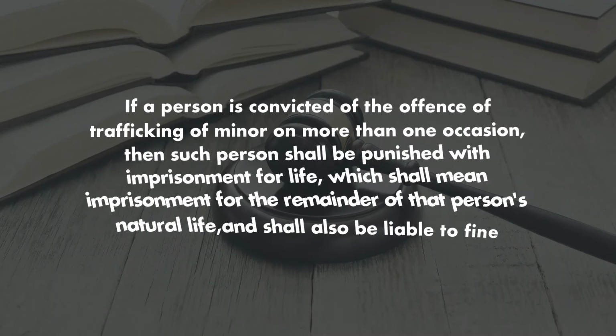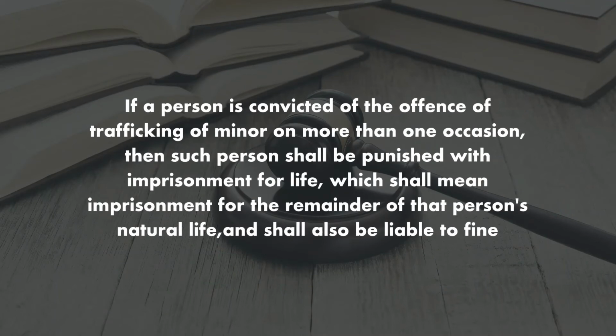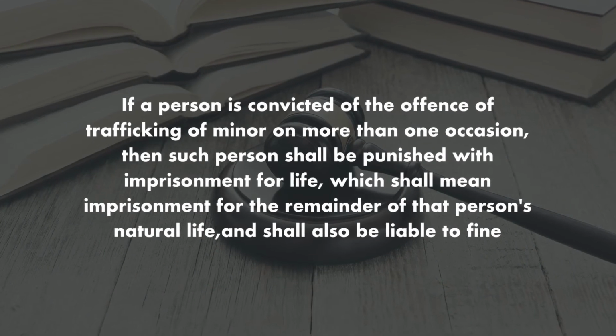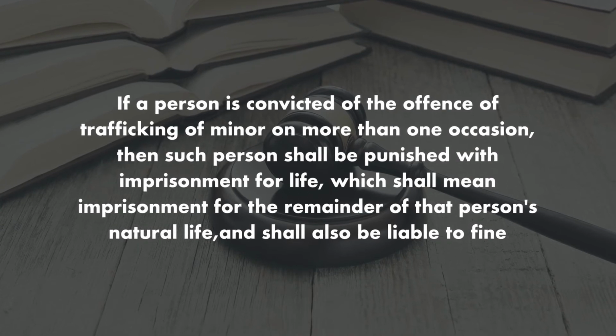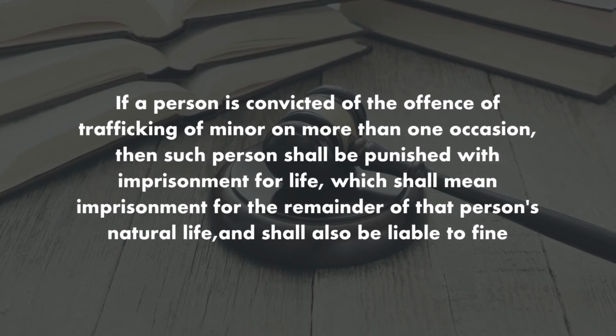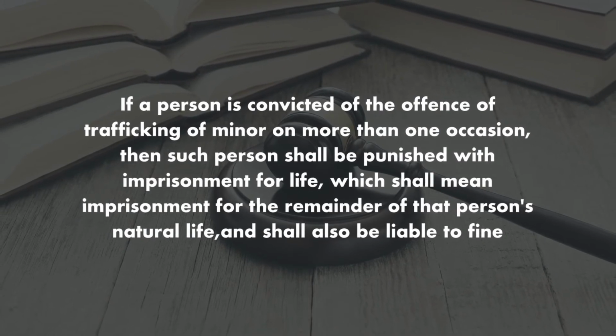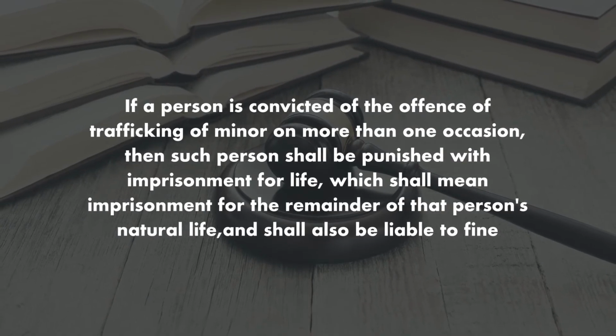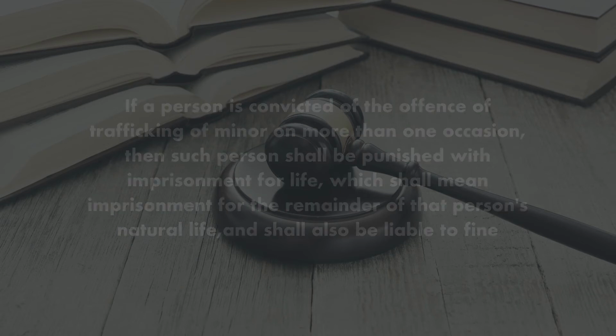If a person is convicted of the offense of trafficking of a minor on one or more occasions, then such person shall be punished with imprisonment for life, which shall mean imprisonment for the remainder of that person's natural life, and shall also be liable to fine. A very important provision for habitual offenders.